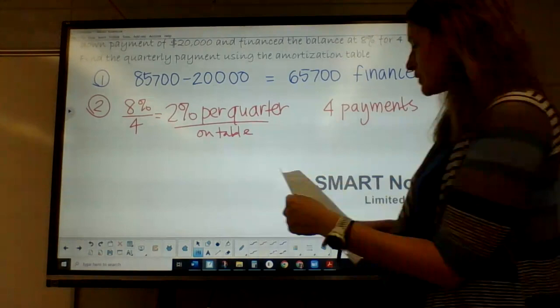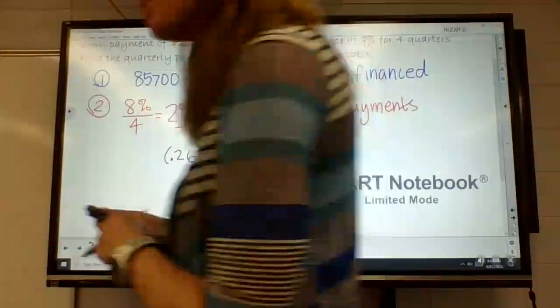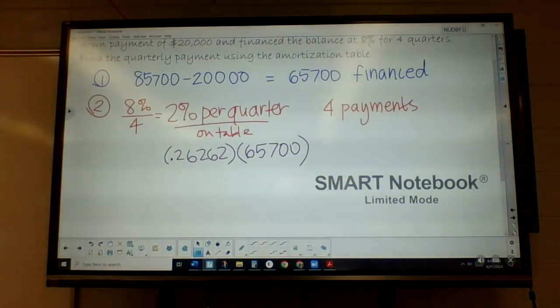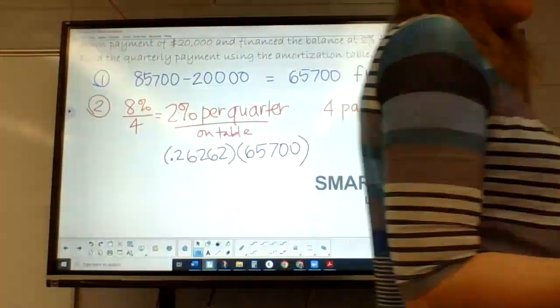That number is going to be multiplied by the amount we financed. What's up? How many periods are there? The periods mean how many times we are going to make a payment over the course of the loan. Okay, so it's 4. So he's only doing 4. I know, we're used to multiplying it by 12, but this one we don't need to. We're only making the 4 payments.